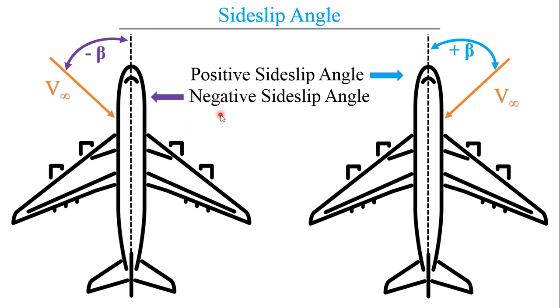And when it is from the left side of the aircraft's nose, it is a negative side slip angle and it is denoted by negative beta. Now, what do we do to compensate this side slip angle? So basically, we tilt the aircraft to compensate the side slip angle. Here we can see the relative wind is in this direction, so we will be tilting it in this direction, and here the relative wind is from the left, and we will be tilting it in this direction. So this is basically how the side slip angle is compensated.